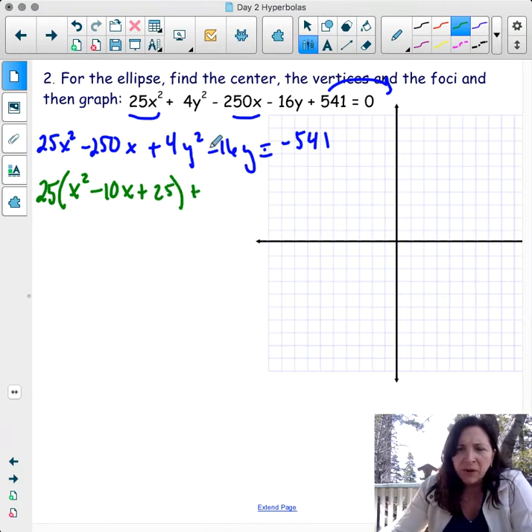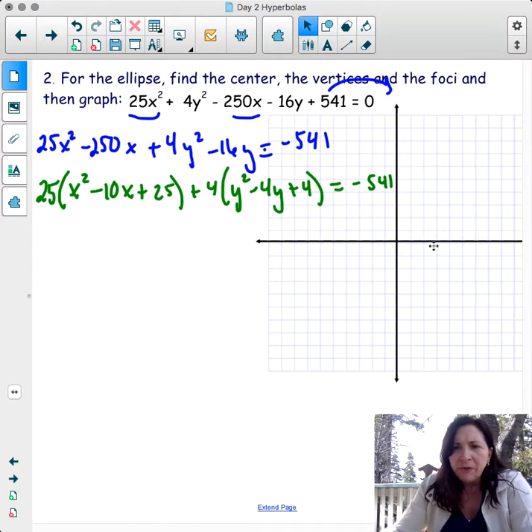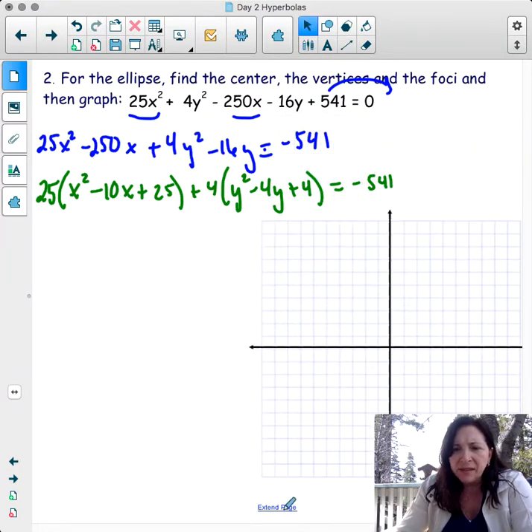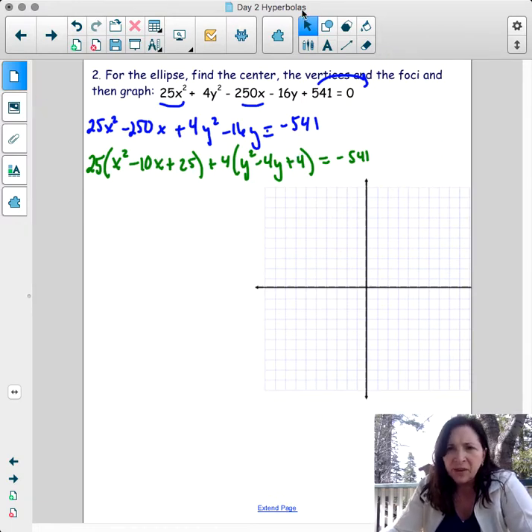Plus, now we're going to factor out this 4 temporarily, so we get y squared minus 4y. Half of 4 is 2, 2 squared is 4, so we're going to add 4, and that is equal to negative 541. But remember that if you add something to the left side, you have to add the same value to the right side.